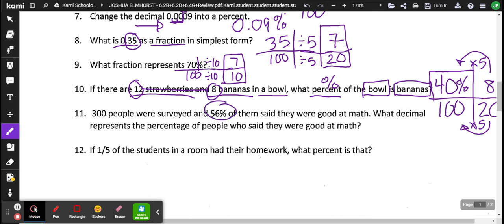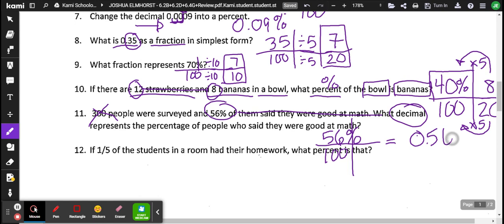Here it's asking for the decimal of this percent. We're not using the 300. It's just converting it. So 56%, in order to change it into a decimal, we take the percent away, which means dividing by 100. 56% is equal to 56 hundredths.